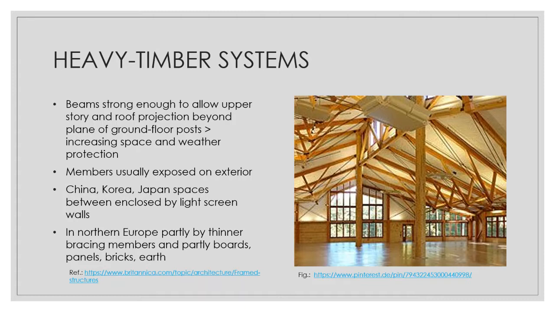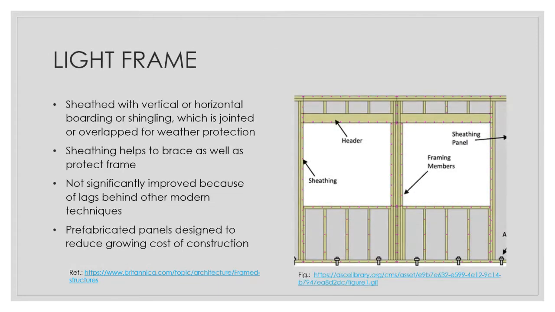In China, Korea, and Japan, the spaces between are enclosed by light screen walls, and in Northern Europe they are enclosed partly by thinner bracing members and partly by boards, panels, bricks, and earth. The light frame is mostly sheathed with vertical or horizontal boarding or shingling, which is jointed or overlapping for weather protection, of course, and the sheathing also helps to brace as well as protect the frame. It has not significantly improved because it lags behind other modern techniques.